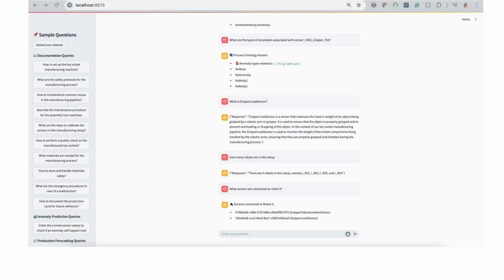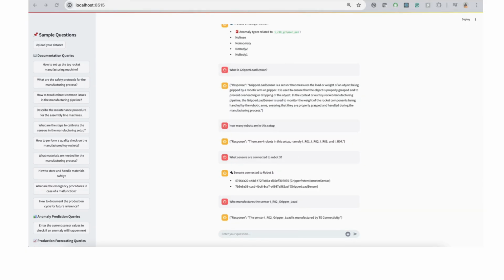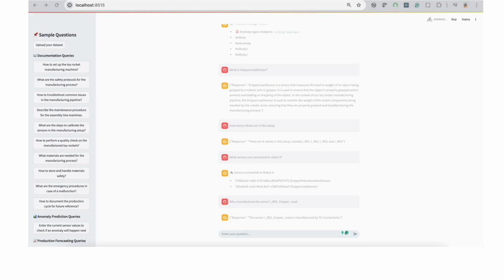It can answer complex technical questions too. What are the anomaly types in this system? What's the function and ranges of sensors? Who manufactures the sensors? Tracing the path from robot to its sensor values.